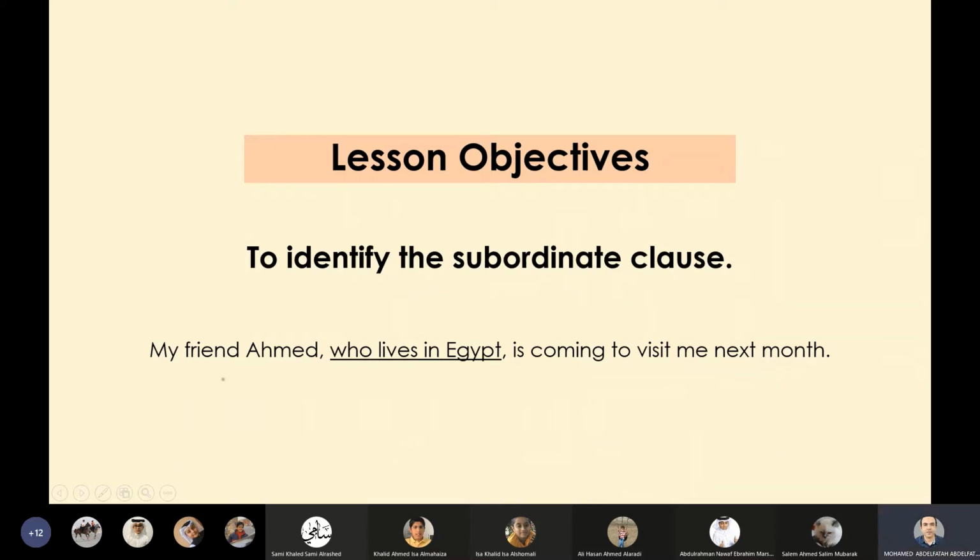Look here, I have got a complete sentence with a complete idea. The sentence is, my friend Ahmed, who lives in Egypt, is coming to visit me next month. Here, students, you can see a complete sentence starting with the subject, who is Ahmed, and the verb, like live and come. But here in the middle, you can see the part of the sentence which is who lives in Egypt. This is called in English subordinate clause. Today, inshallah, we are going to learn more about the subordinate clauses in English. So let's start.